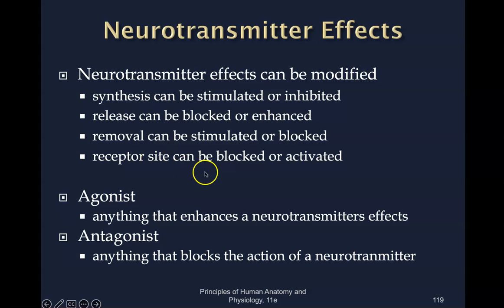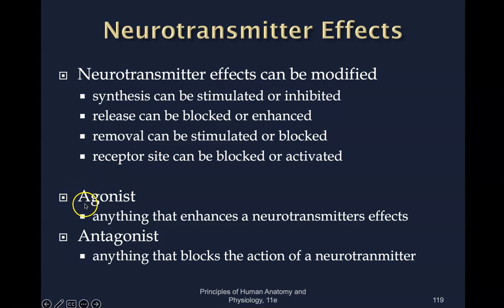And then the receptor site itself can actually be blocked. A lot of drugs do this. We'll have certain drugs that will bind to and block that receptor site so the neurotransmitter can't bind to it. Or they can activate it as well. So some drugs will actually bind to it and activate it. The reason these neurotransmitter effects are important is because there are oftentimes ways in which we can modify the effects of neurotransmitters, especially with certain medications.